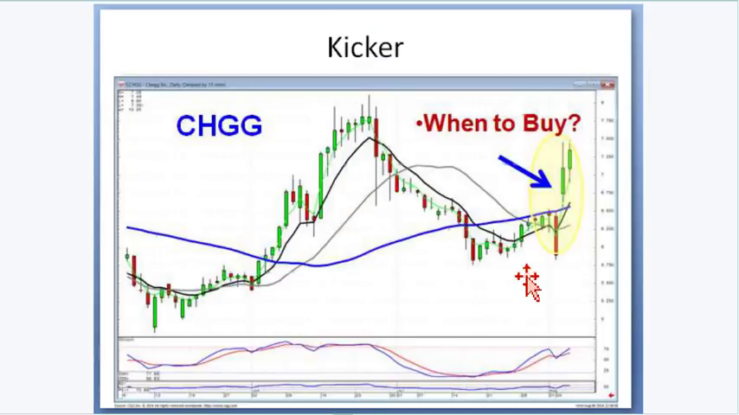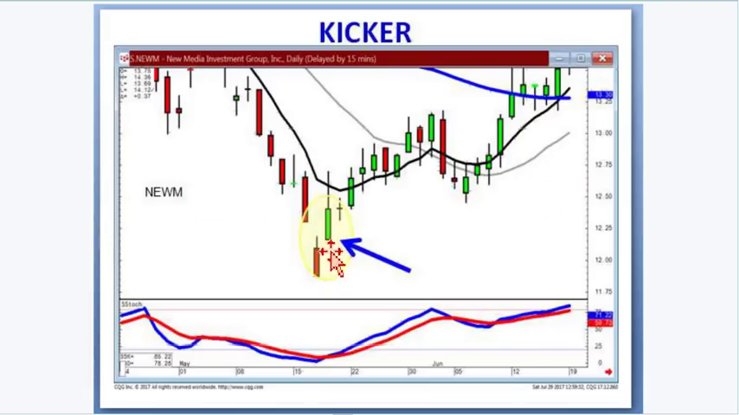Okay, so now, as I say, you can have a shadow or a tail, but if you see that it traded lower and then started trading back up above the open, bulls are still in control. Yes, that's still a kicker signal. But the ultimate kicker signal, obviously, is when it opens and immediately starts trading positive.